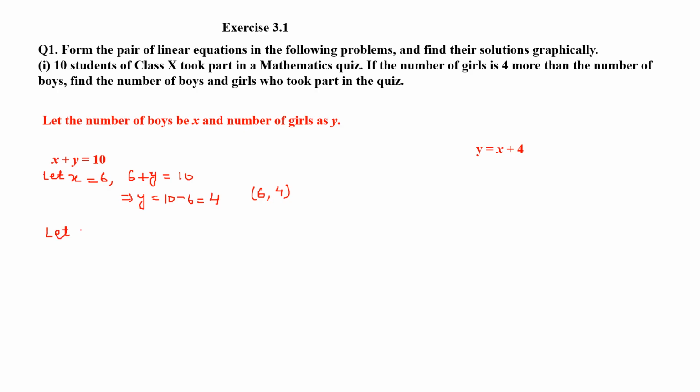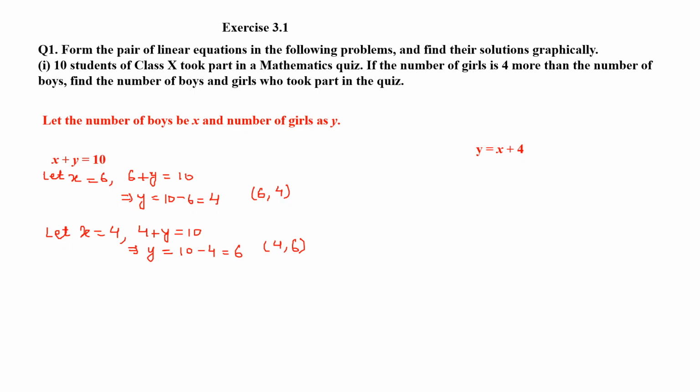So let x equal to 4. So it will become 4 plus y equal to 10, and then from here I will get y equal to 10 minus 4, which is 6. Now this is my another coordinate, which is 4 comma 6.